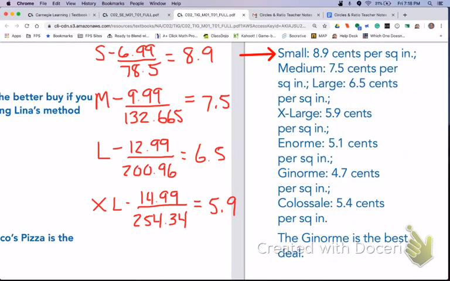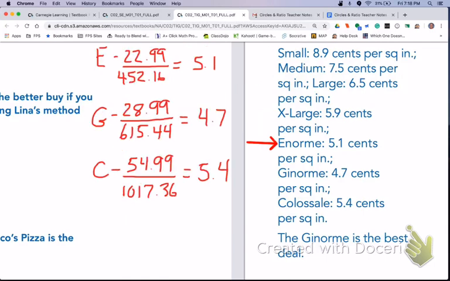For number 2, the small pizza is going to be 8.9 cents per square inch. The medium, 7.5 cents. The large, 6.5 cents. And the extra large, 5.9 cents. The enorm, 5.1 cents. The ginorm, 4.7 cents. And the colossal, 5.4 cents per square inch. The ginorm is going to be the best deal.